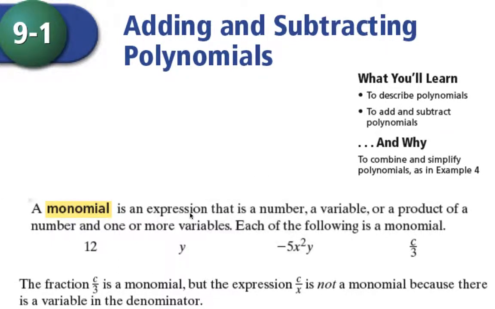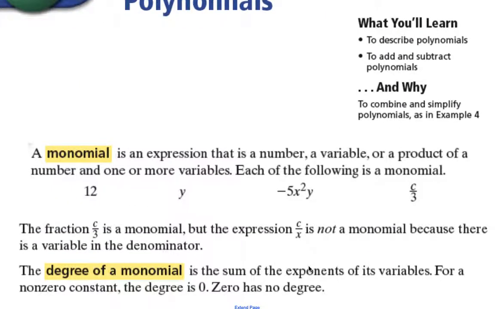A monomial is an expression that is a number, a variable, or a product of a number and one or more variables. Each of the following below is a monomial: 12, which is a constant, y, negative 5x squared y, and c over 3. Now, c over 3 is a monomial, but c over x is not because there is a variable in the denominator. You cannot have a variable in your denominator in order for it to be a monomial.